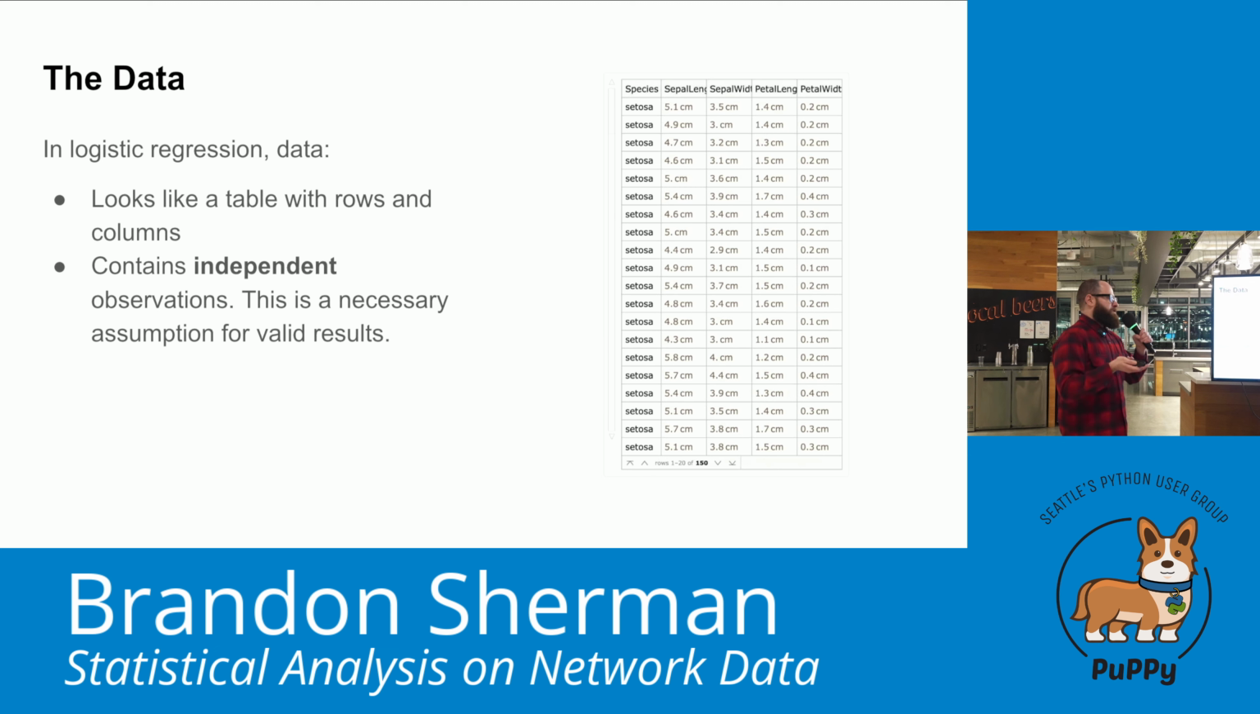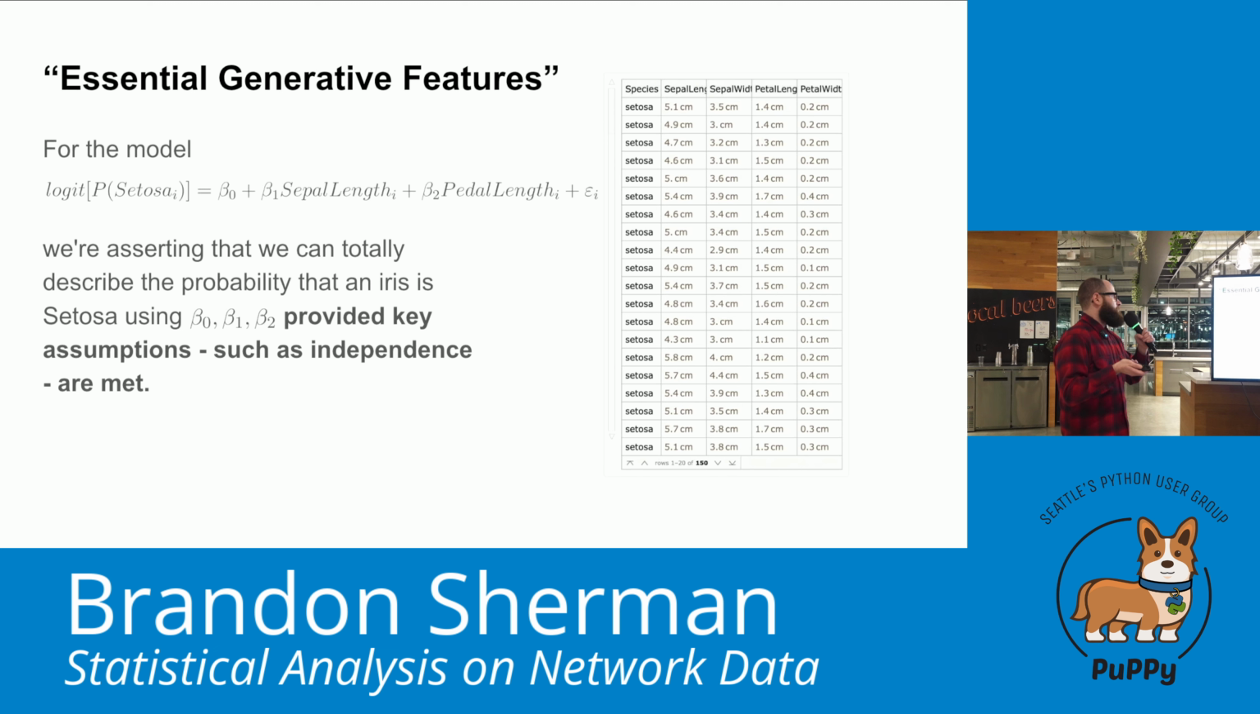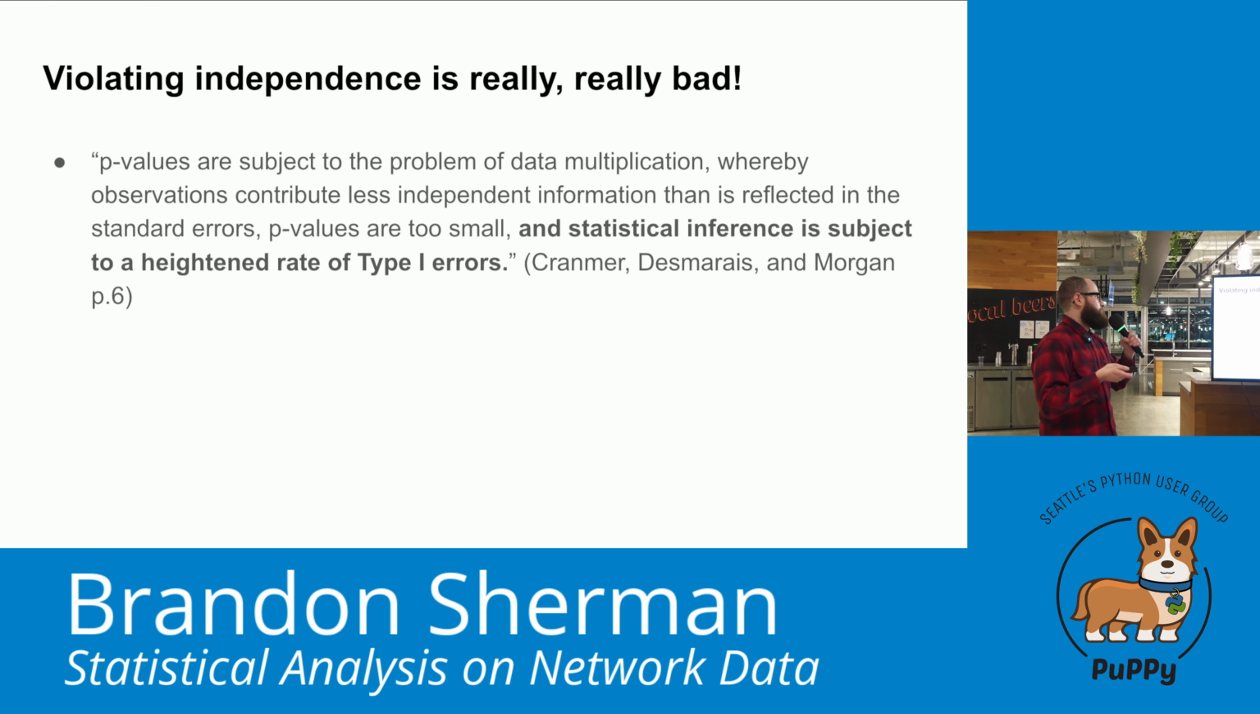So here's Fisher's iris data, it's pretty common. The idea here is, with logistic regression, what does the data look like? It looks like the data in most other contexts. You have rows and columns, and you have independent separate observations. These are all separate flowers. Knowing about one of them doesn't tell me about the others. And when I say essential generative features in logistic regression, it's just the betas. So we're saying we can totally talk about the probability that a flower is a species using these 3 betas, provided our key assumptions like independence are met.